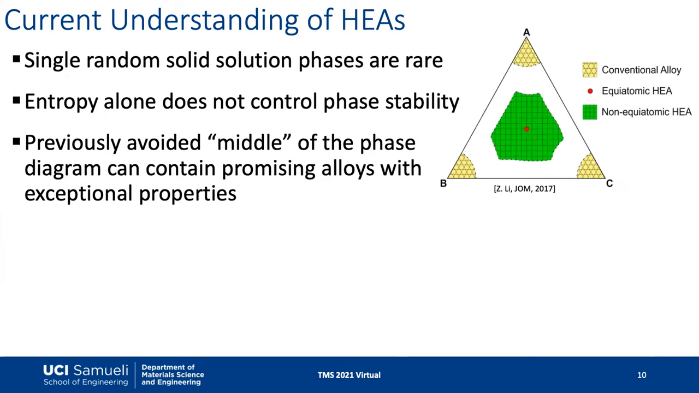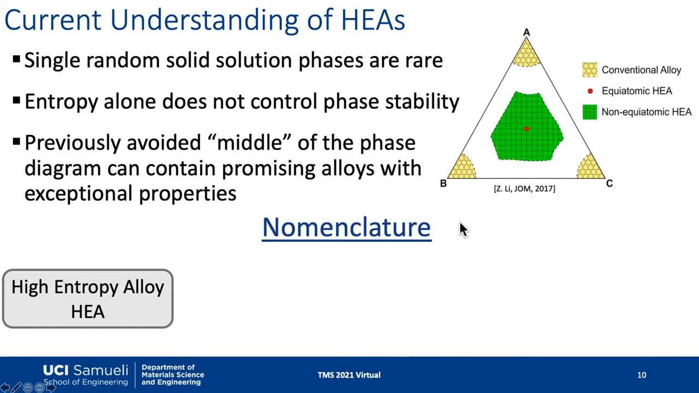I think the opportunity here is the region of the phase diagram where we normally have not worked in. It's not the corners where you have a solvent and a solute, but rather in the central region. The equiatomic HEA is right there in the center in red, but this region that's in green is a vast region in the diagram where essentially there are opportunities for investigation, discovery, and potential applications.